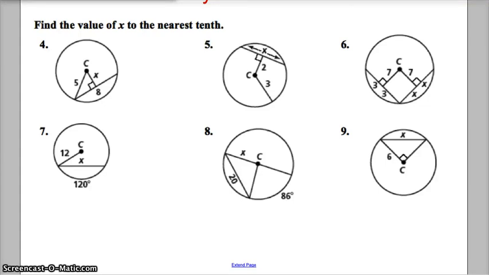Okay, so the purpose of this short video, and I will do my best to make it short, is to go over problems 7, 8, and 9. These three are a little bit tricky and do require you to use some trig.